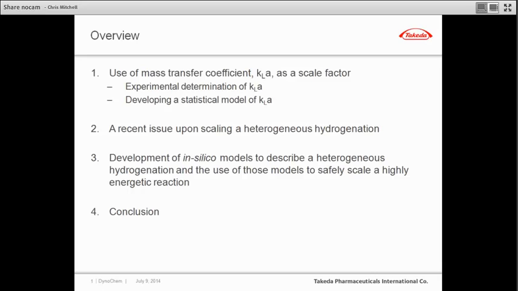I'll then relate this to a recent issue that we had observed upon scale-up of a heterogeneous hydrogenation in production. I'll then move on to talk about how we set out to develop in silico models to describe this problematic hydrogenation reaction, and how we have used those models to develop a strategy to successfully scale that reaction.